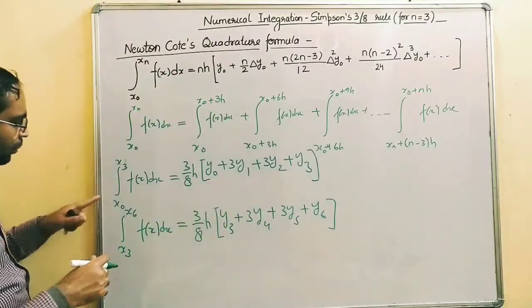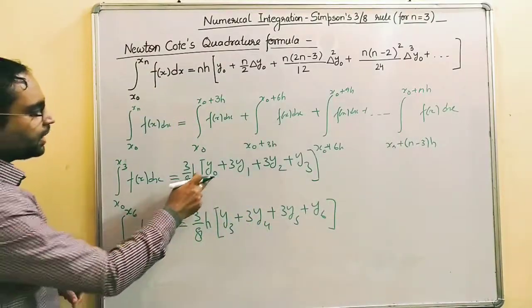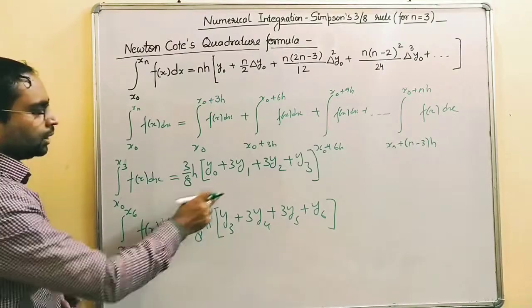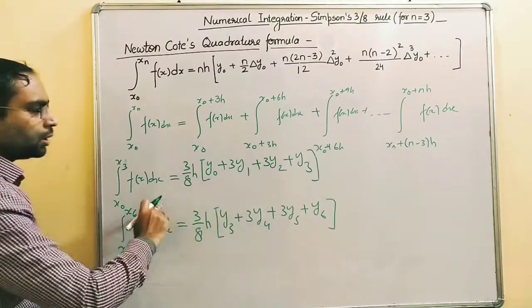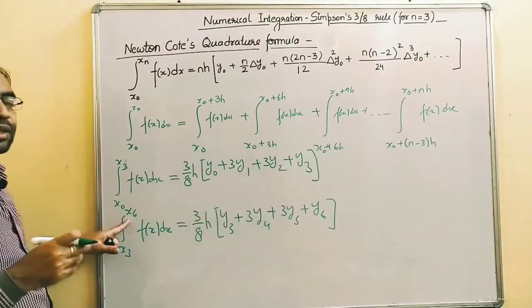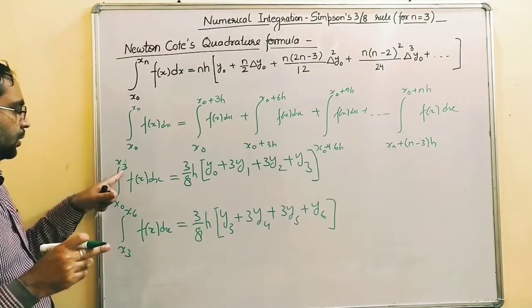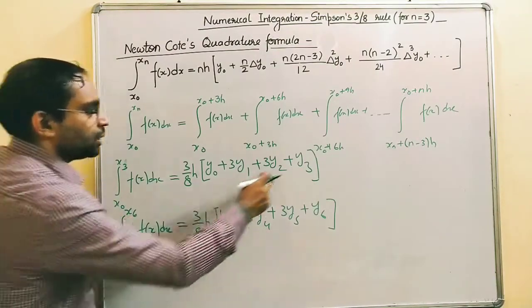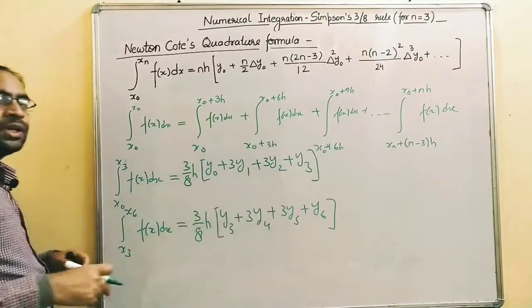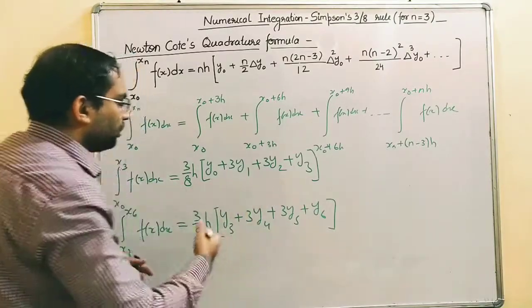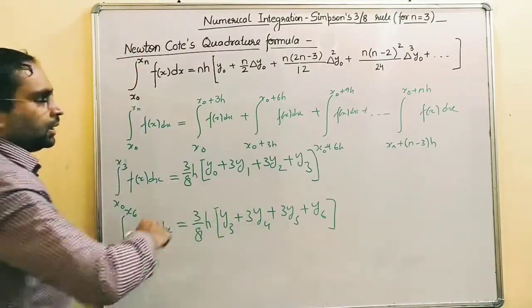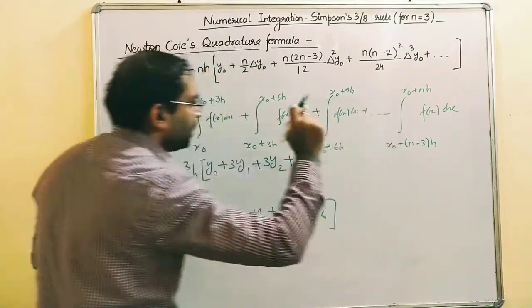Right, so we have jumped from x0 to x3. So in place of y0, this will be y3. In place of y1, this will be y4. And you can see the upper limit is x6. We have jumped from x3 to x6. That means y3 will be converted to y6 the same way. So we'll move forward 3 places. Now let's write this last one.